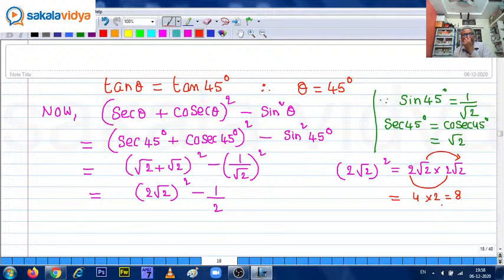My dear children, see, you remember the simplification. So 8 minus 1 upon 2. Yes, 2 is the LCM. 16 minus 1. Absolutely correct you are. 15 upon 2 is the right answer.